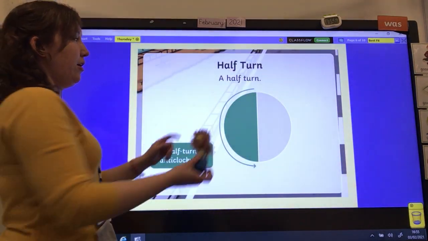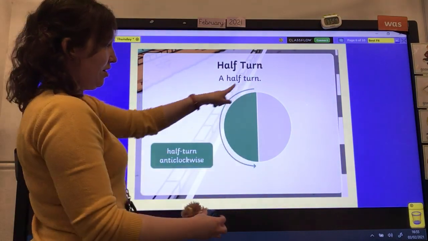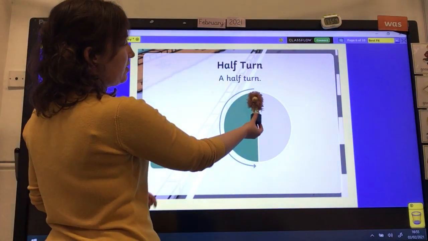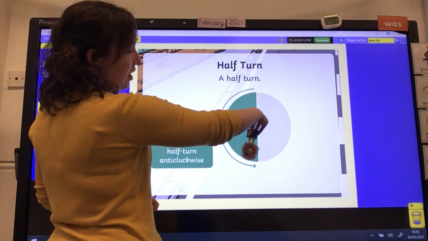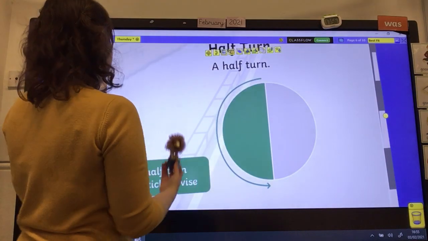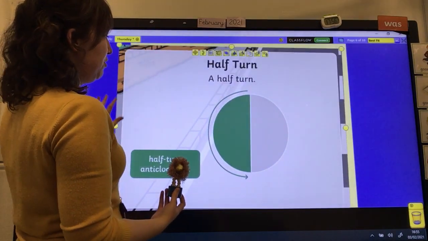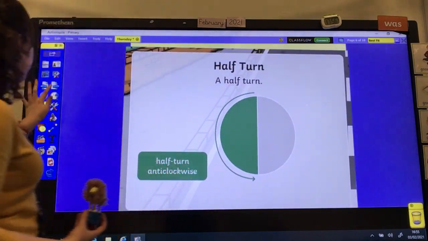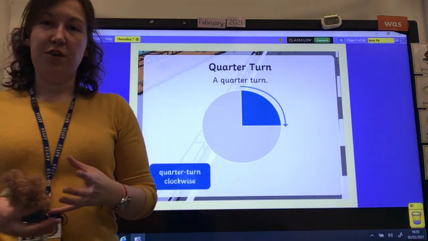Now we can also go half a turn, but this time anti-clockwise, going backwards round the clock. So he's turned half a turn this way, turning left, turning anti-clockwise. Oh, Miss Moll keeps moving it too close to the screen today. Okay, we can also do the same.